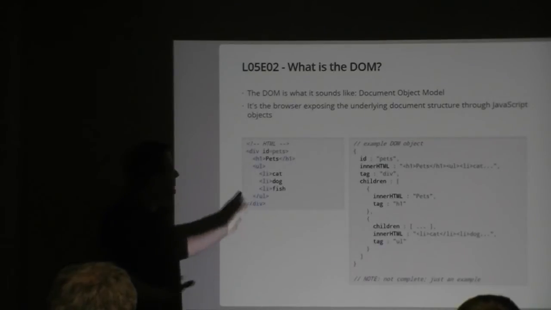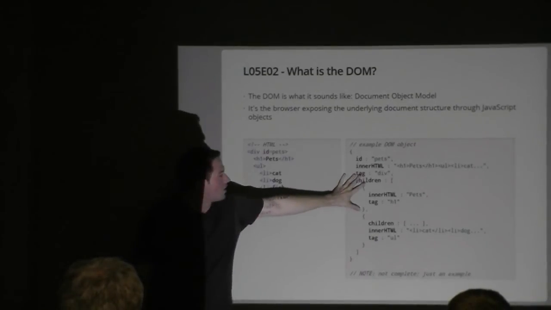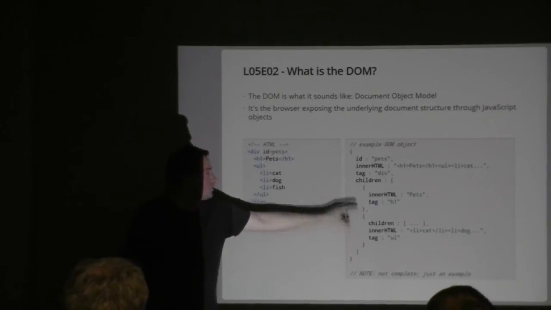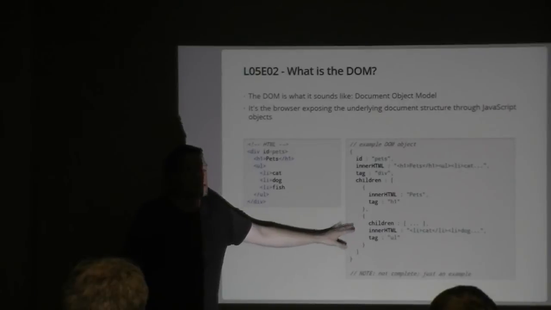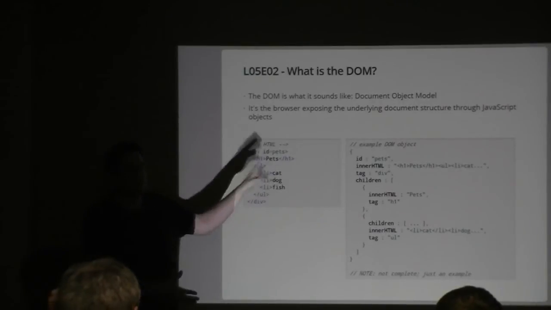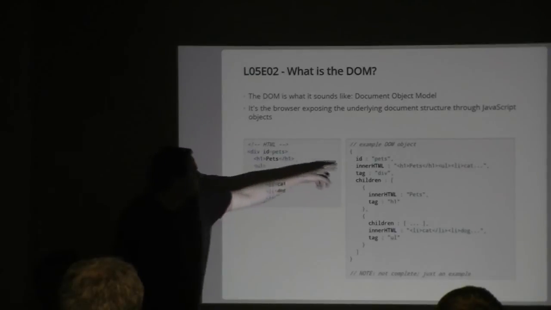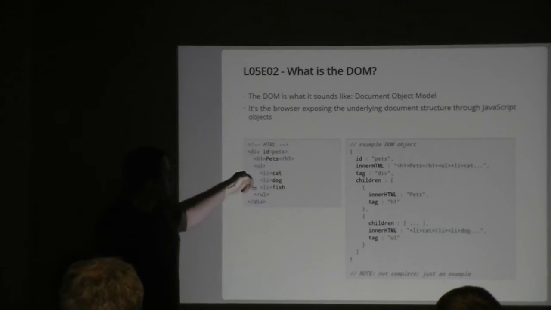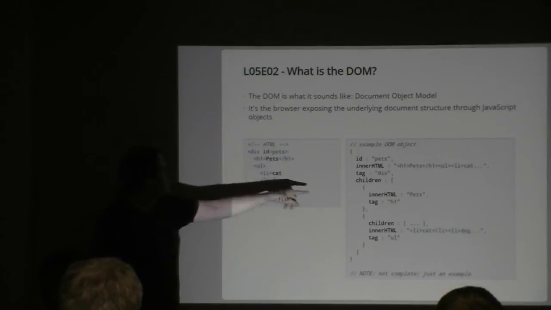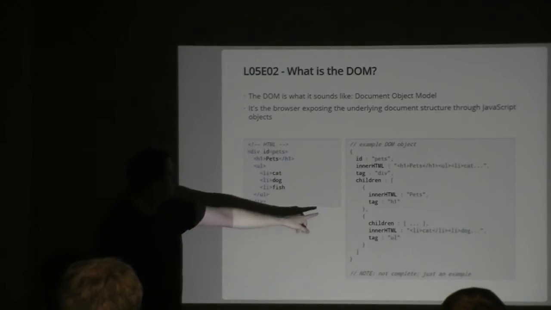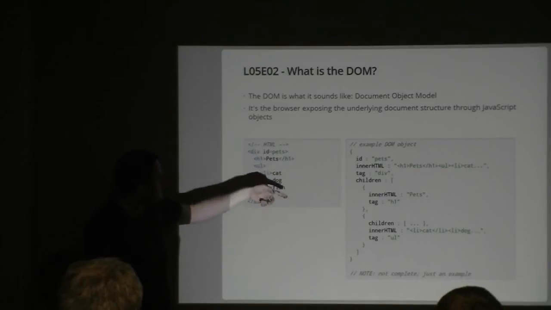So the theory is that this is a representation of this. This is not complete. This is what the DOM looks like internally. It has many, many more properties, but I couldn't list them, you wouldn't be able to see it. But you can see div, IDs, pets, inner HTML, right? Tag is div. It's got children, which is an array, that's these guys. First one's the H1, the value.